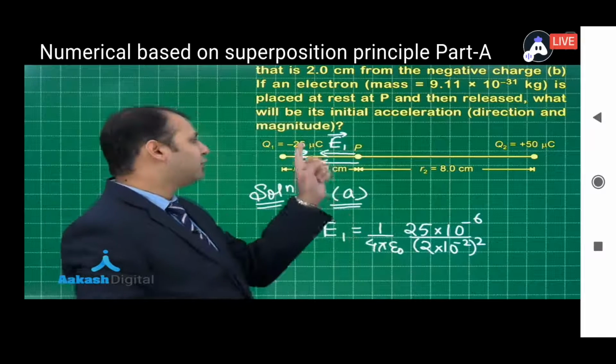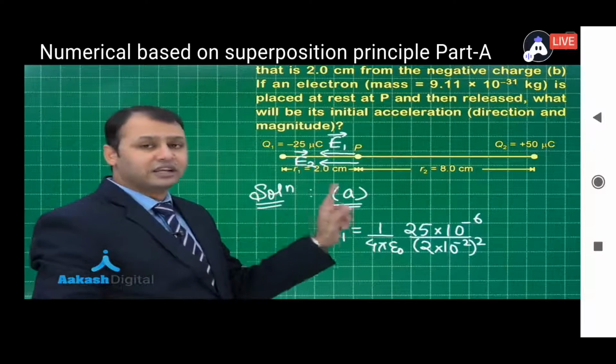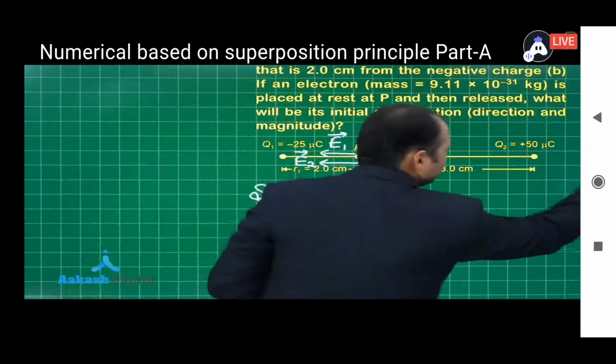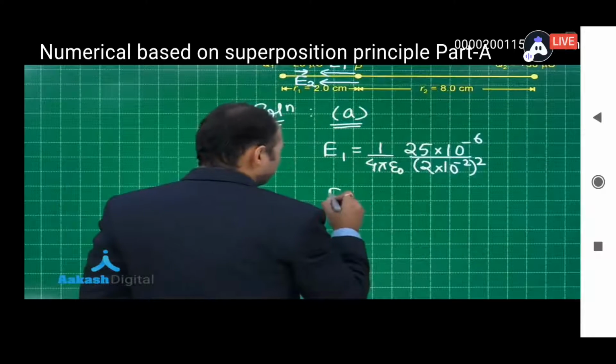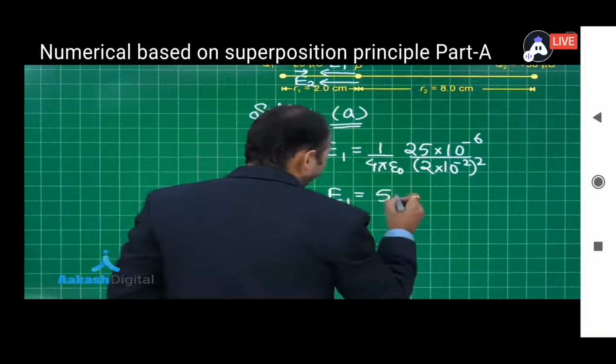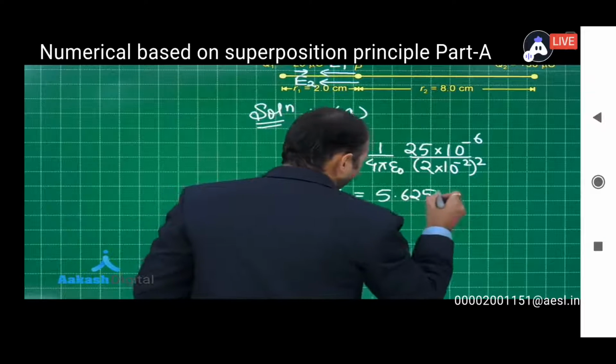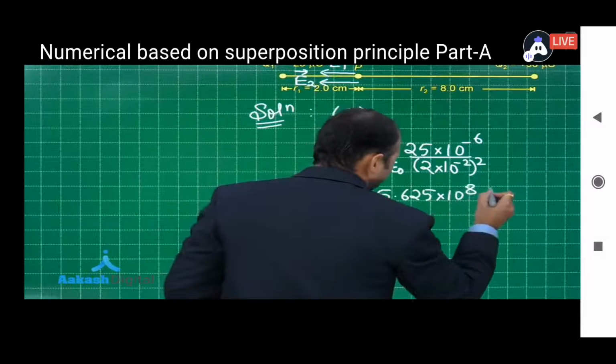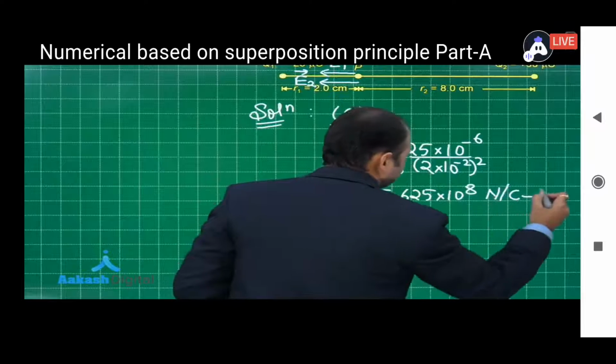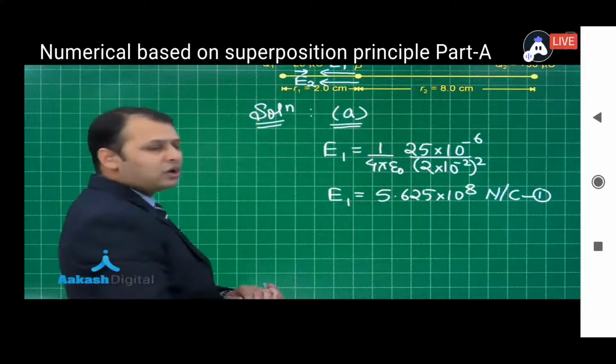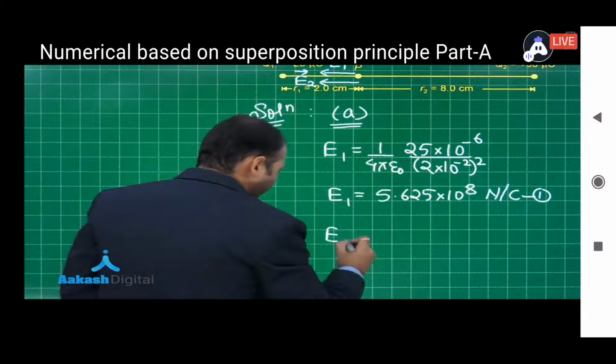The second thing is I have already taken into consideration the directions, right? Now from here, if you solve this one, that would be 5.625 into 10 to power 8 Newton per coulomb. This is the first value, right? Now let's talk about value E2.